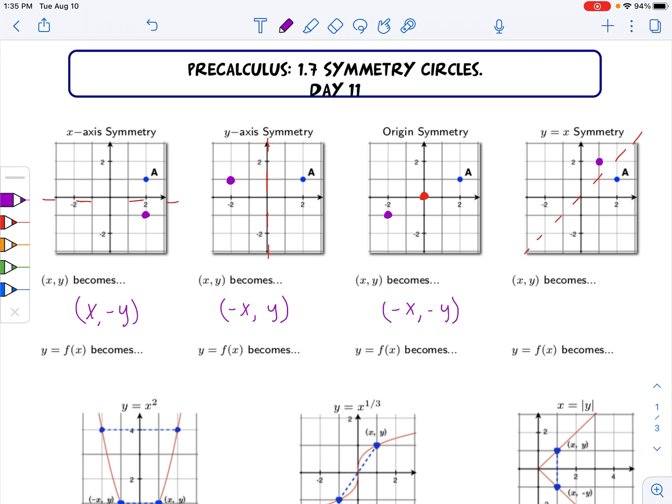And for this one, when it's y equals x, you just flip the points. This was the point 2, 1. It's now the point 1, 2 in purple. So little symmetries for you.